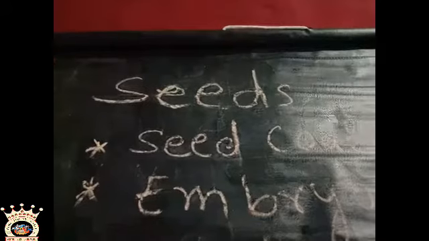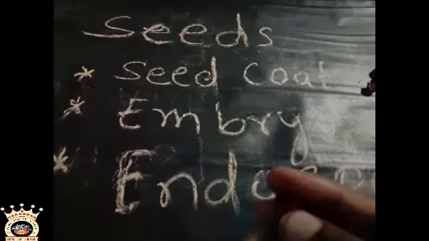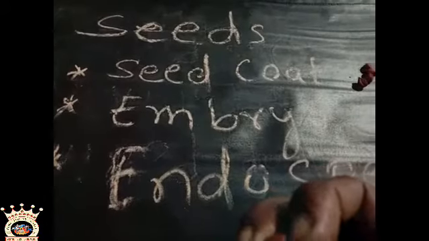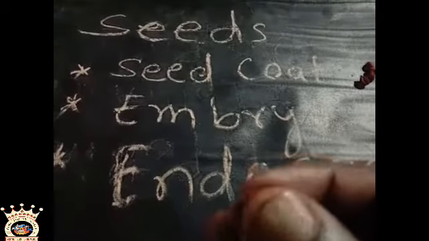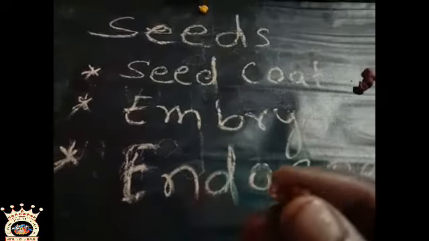According to your book also, a seed is divided into three parts. What are they? For example, this is the seed. Here the outer layer is there, no? That is called the seed coat. It protects the seed. This is the seed coat. It is the outer layer and it protects the seed.